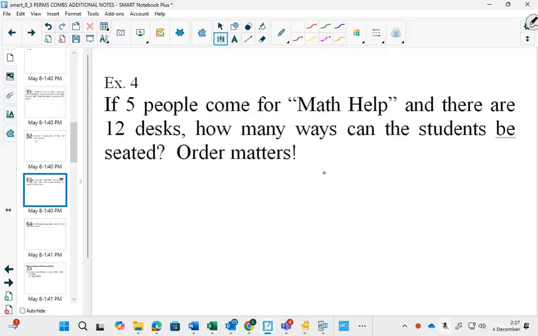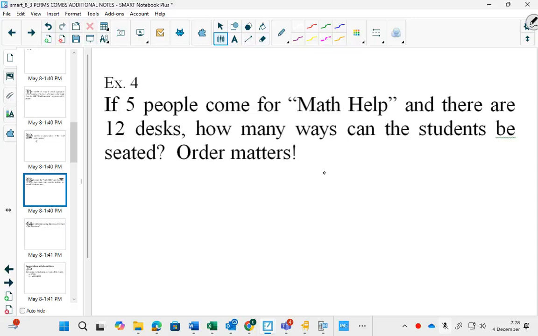5 people come in for math help, and there are 12 desks. How many ways can they be seated? I find this question in particular causes some problems because I see students making 12 spaces, because you're used to putting students into desks. So it makes sense that the space is a desk. But we have to remember that the spaces are decisions.